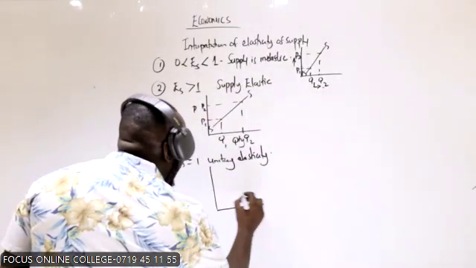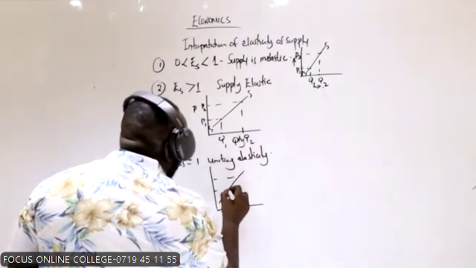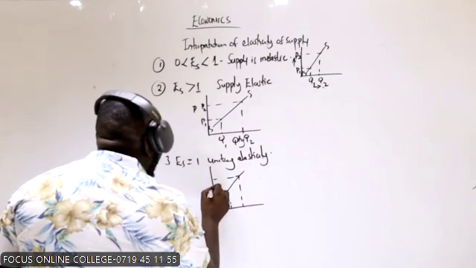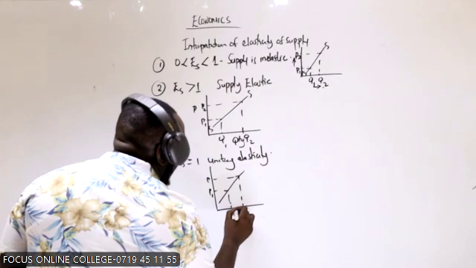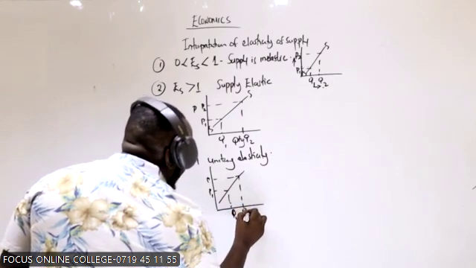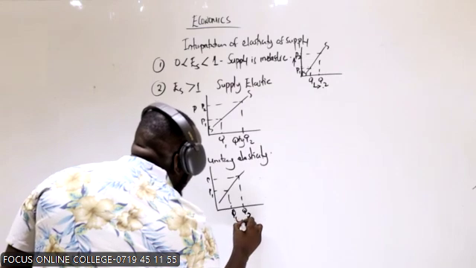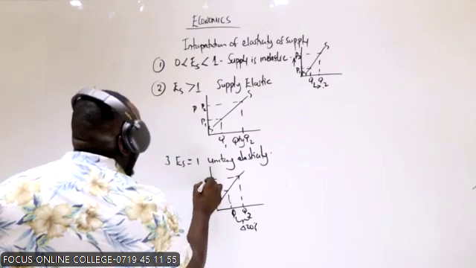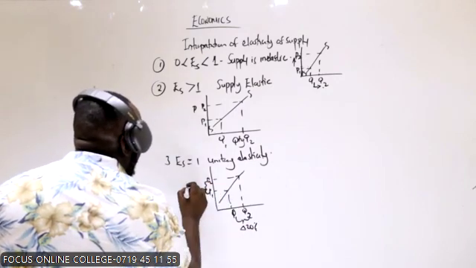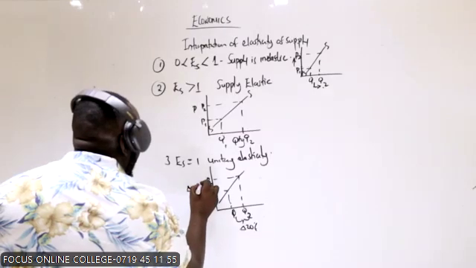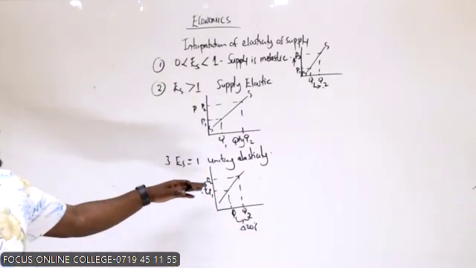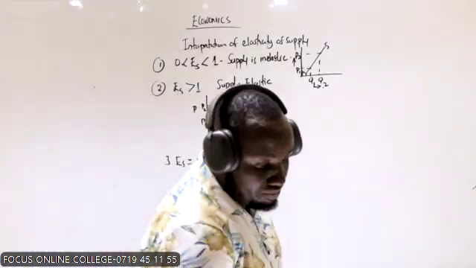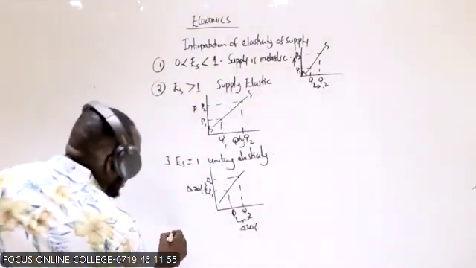So normally when I draw this, I will always depict it with P1, then Q1 and Q2. So the change is probably 20%. The change is 20%. So the same change in price gives the same change in quantity supplied together. Then we have the fourth.